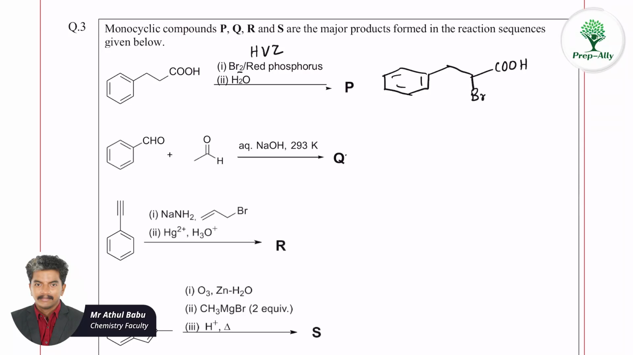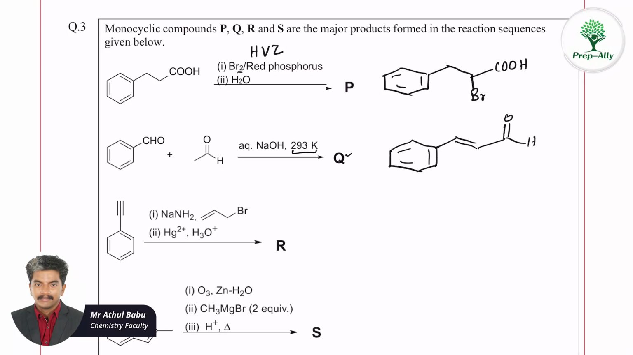So this reaction, the second one, this is a normal aldol condensation. You will be getting alpha, beta unsaturated. They have also heated it. 293 Kelvin means a little bit of heat is also there. That means we'll be getting an alpha, beta unsaturated compound, not an aldol. So you'll end up with something like this.